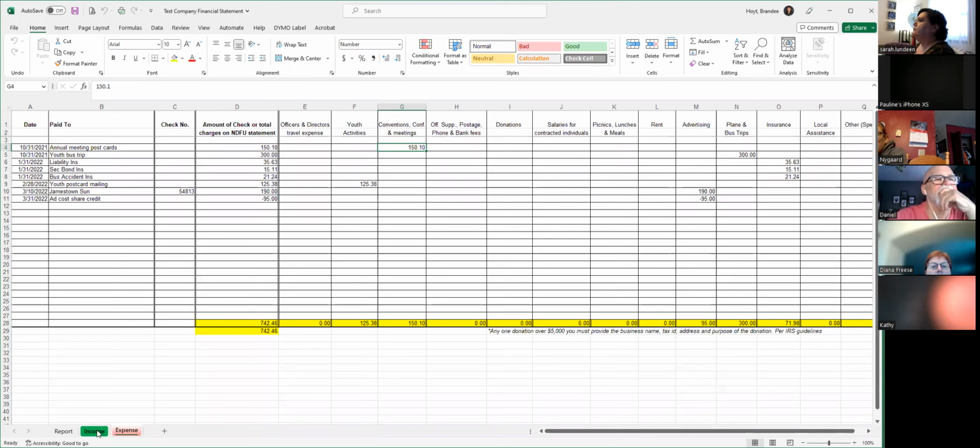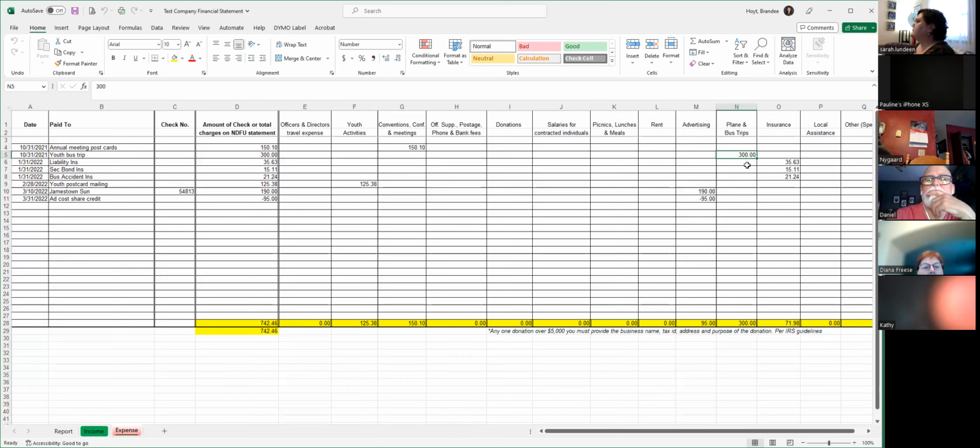Then in October as well, we have a youth bus trip. You'll see that over here in your expenses, the $300. The reason why you could technically either put that in plane and bus trips, or you could put it in a youth activity, just depends upon where you want to see it when you're reporting it to your board.